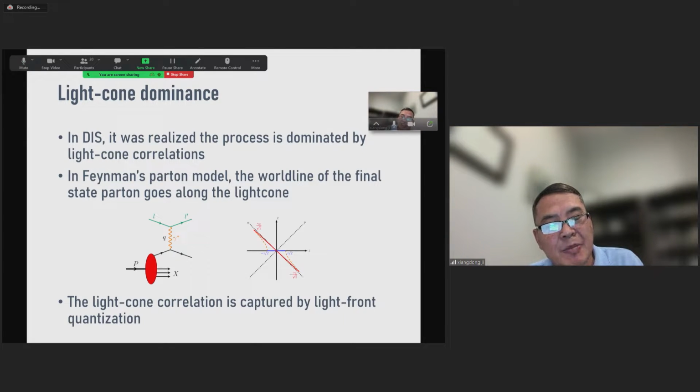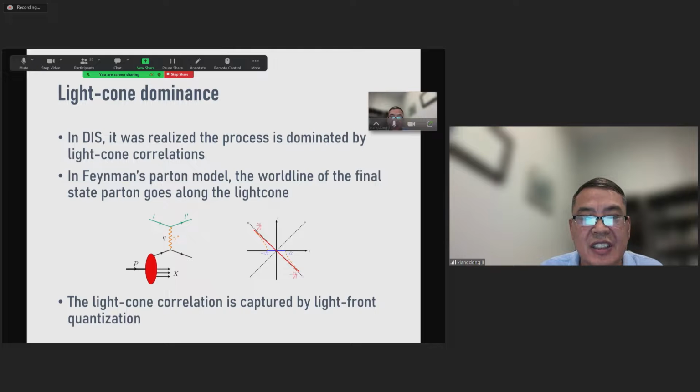Now, we know in deep inelastic scattering, which was the context where partons were introduced, it was realized by many people at that time that the process is dominated by light-cone correlators, light-cone correlations. So you look at the currents and the light-cone correlation dominates. Now, when Feynman introduced the parton model, the proton is made of many constituents. And we know the final-state partons' world line goes along the light-cone direction. So if you look at the right-hand side of this, this is basically the world line of a quark or parton traveling in the final state. And that's where the light-cone correlation comes from.